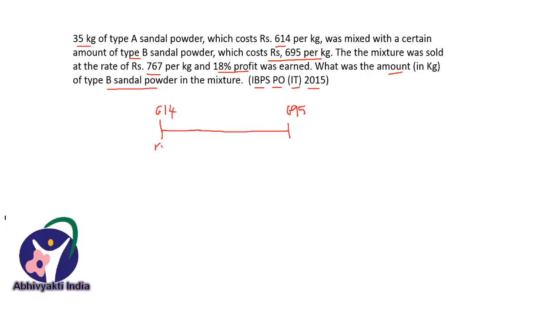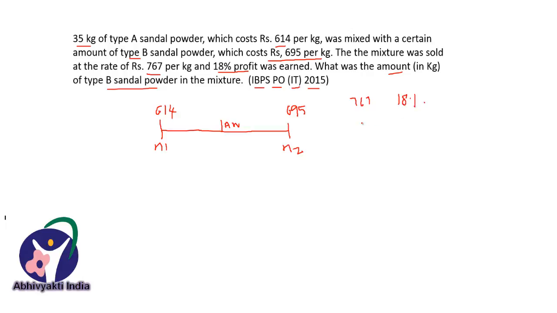We don't know N1, we don't know N2, we don't know AW. Out of the 5, we know that any 4 quantities should be given to find the 5th one. But here the 3 quantities we do not know. But the additional information is given that the mixture is sold at the rate of 767 per kg, earning a profit of 18% on it.